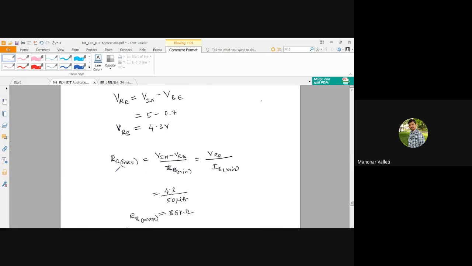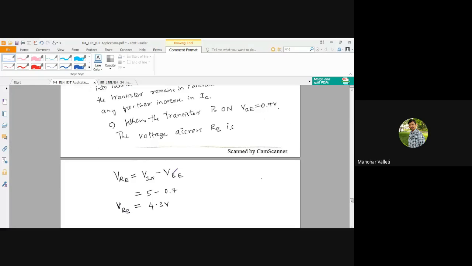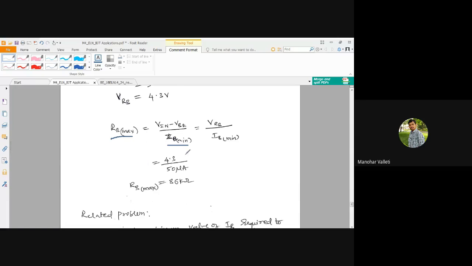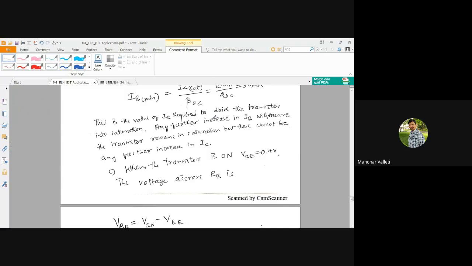The only thing I want to mention here is, if IB is minimum, consider the RB connected there. If minimum current is flowing through this RB, then the RB will be maximum, right? You have seen this when explaining the Zener diode: if the minimum current is flowing through the resistor, the resistance is at its maximum value. Same here. So if IB is minimum, then RB is maximum. That is only to be understood in this entire problem. The rest are self-explanatory from the above.